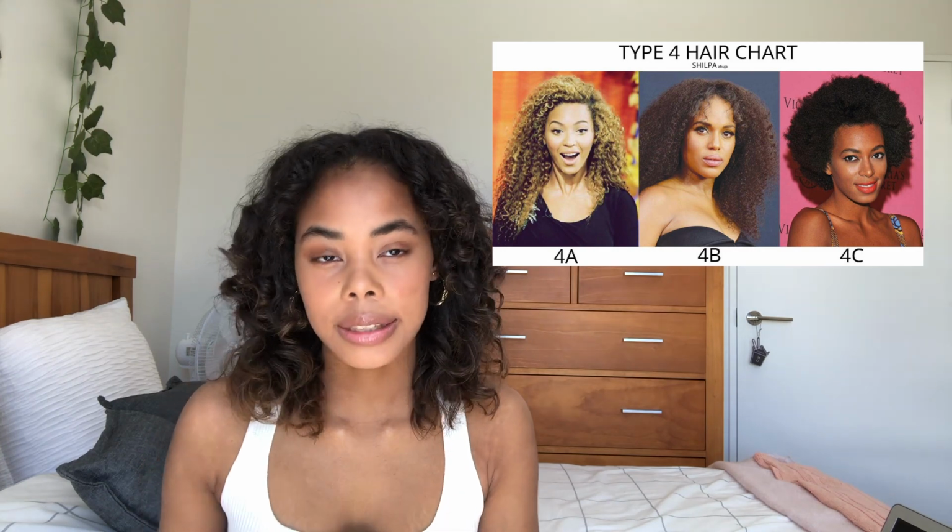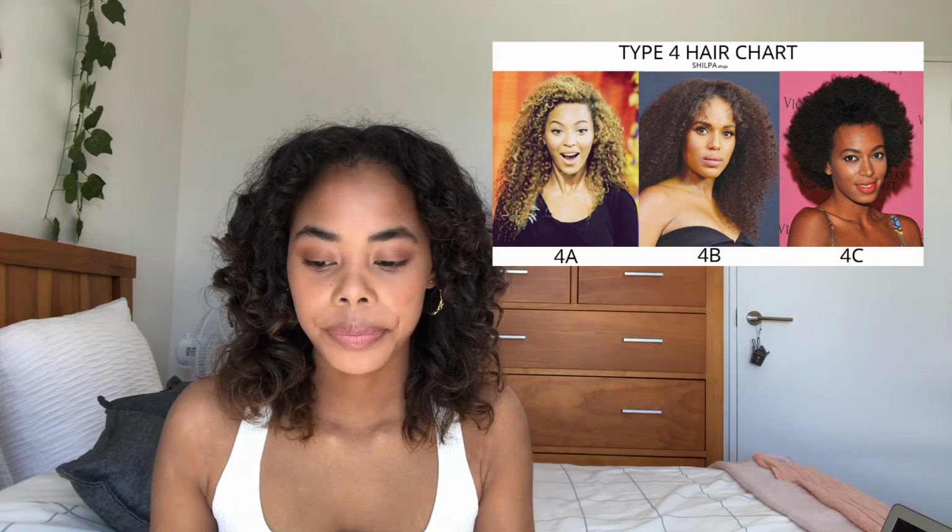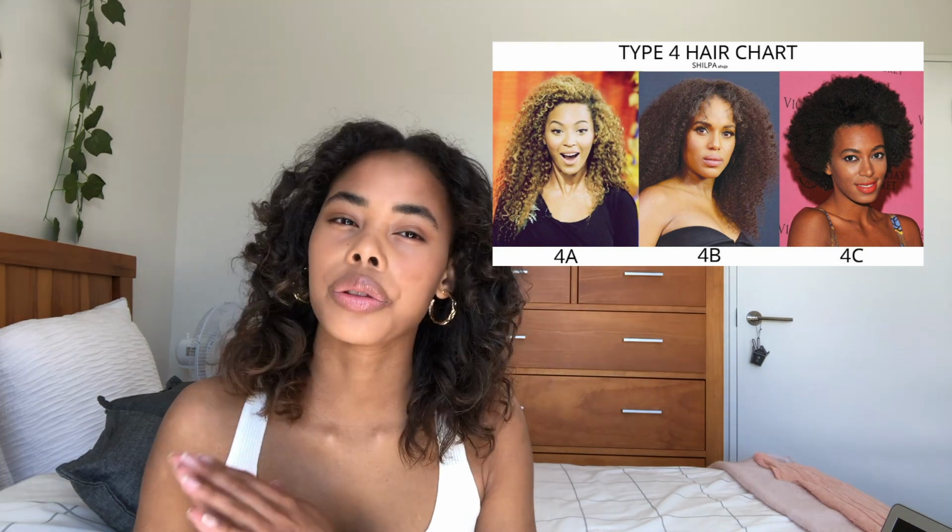Okay, but 4A curls are, I guess, the loosest curls in the type 4 category, because it still has that similar look, it's still quite similar to 3C. However, in 4A there are definitely more ringlets, but again, it still has that ringlet pattern. And in 4B, that's where we really start to see the zigzag pattern.